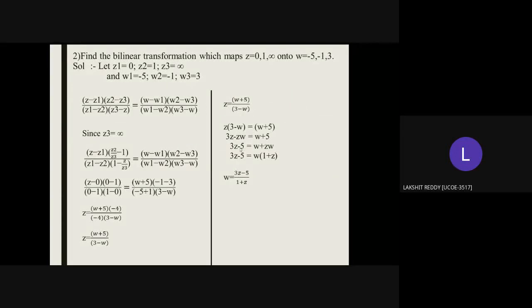zw will come on the right hand side. So the equation will become 3z minus 5 equals w plus zw, and w plus zw becomes w(1 plus z). So 3z minus 5 equals w(1 plus z). Now you can get the value of w by taking 1 plus z to the other side. The final answer will come as w equals (3z minus 5) upon (1 plus z). And in this way, you can perform bilinear transformation using cross ratio.